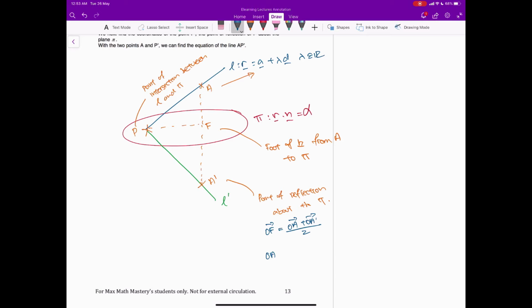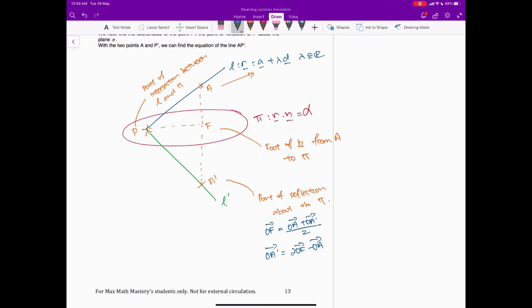So if I want to find OA prime, manipulating the equation, I'll get 2OF minus OA. This essentially will help you to find A prime. Take note, you do see that it actually tests you a lot of different concepts: intersection between line and plane, finding the foot of the perpendicular and finding the point of reflection. That's why this question is highly tested in school exams, because it tests whether you know your basics well or not.